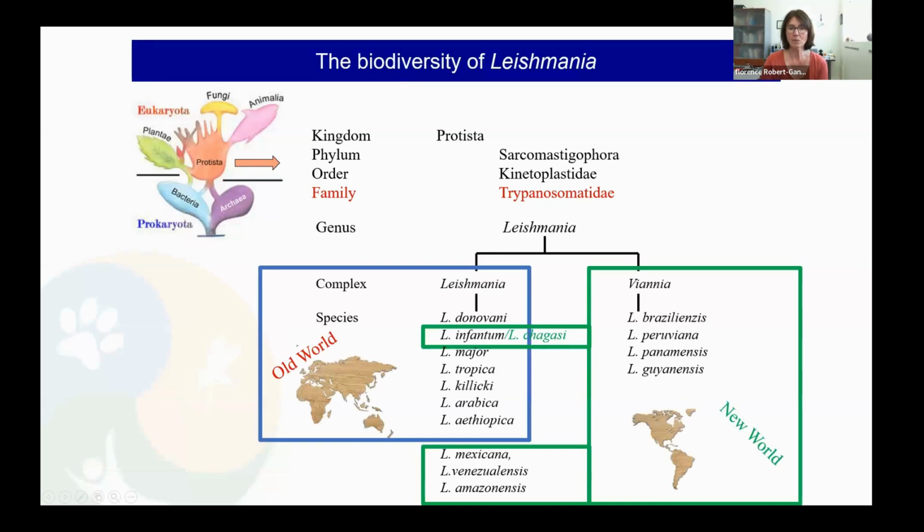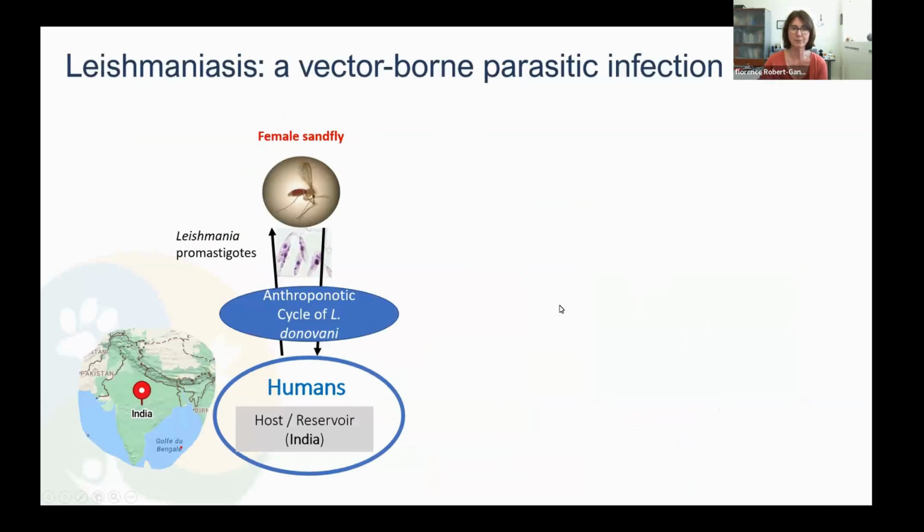And some species are dedicated to the so-called countries of the Old World: Africa, Europe, Asia, and even Australia. And the Viannia complex is dedicated to the New World countries, namely the Americas. And only Leishmania infantum can be found in both the Old and New World. And this species has probably been important for many years.